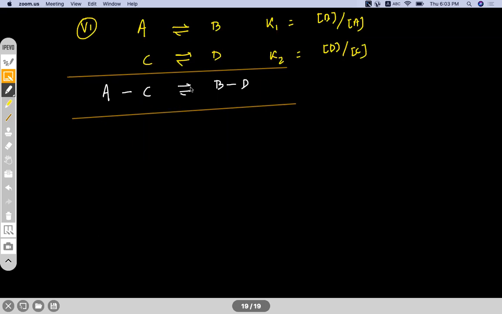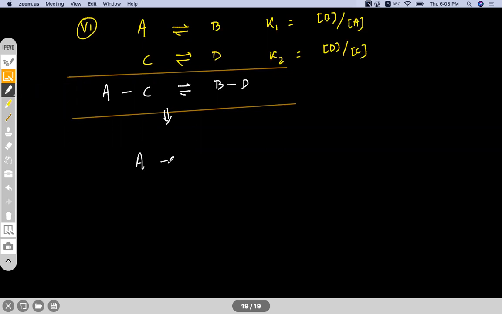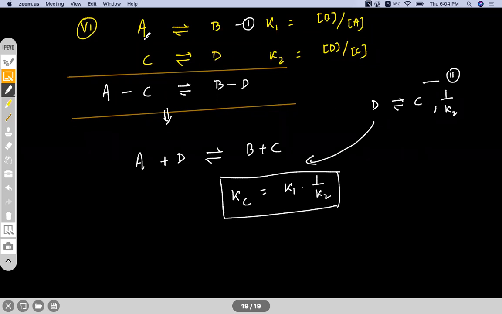So basically, this reaction we can also write as A plus D gives B plus C, which can be formed when we add this reaction and this reaction, D gives C. So when you reverse this reaction, its equilibrium constant becomes 1 by K2, a property we have seen, and if you add the two you'll get this, right? So for this one, Kc would be the product of the equilibrium constants of this and this, which is K1 into 1 by K2. So K1 by K2. So the one-line property is: once you subtract the two reactions, the equilibrium constant will get divided. Understood? No doubt?